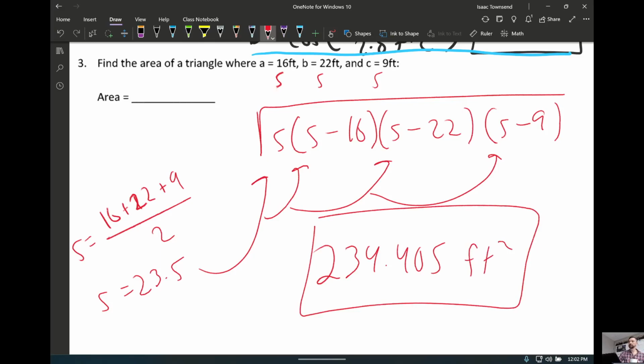This is an area, so that it should be feet squared. Very easy formula to use if you know it exists and you know what it is. We will also provide this formula for you on the quiz. You don't have to feel like you need to memorize it.